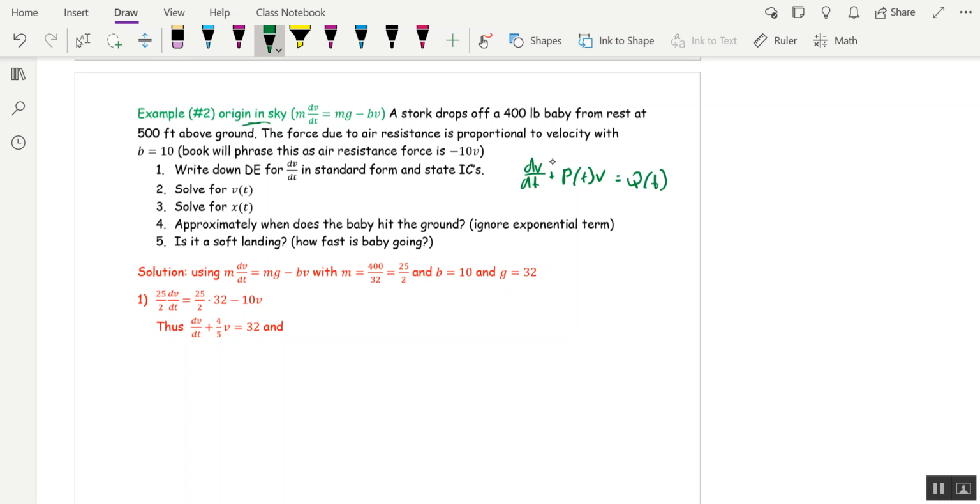All right, and so we're using this differential equation, because the origin's in the sky, gravity's working with us. M is 400 pounds divided by 32. So I've taken pounds divided by 32 in order to get slugs. B is 10 and G is 32. Since I'm using the imperial system, acceleration due to gravity is 32 feet per second squared. So now it's just a matter of plug and play.